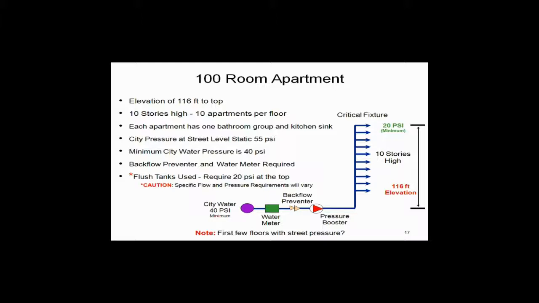And very simply, what I'm trying to do, there's a critical fixture at the top of this 10-story building that I've got to maintain some minimum pressure on no matter what. In this case, I'm going to say that minimum pressure is 20 pounds. You make anything you want to. I got a tank. I'm going to make it 20 pounds. That's all I need to do. So basically, it's going to be 20 pounds, and we'll go from there.